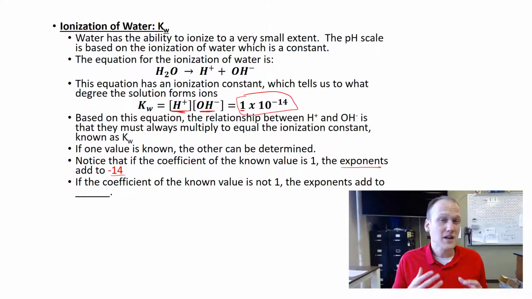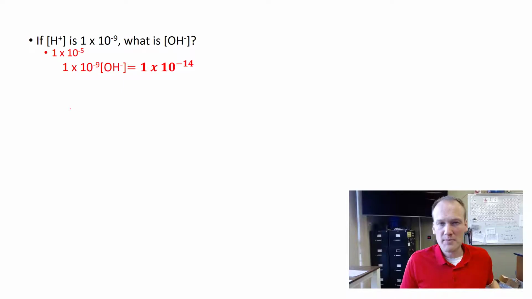If the coefficients do not equal 1, let's say there were 2 or 3, then the exponents should add together to equal negative 15. We'll explore this more as we do some example problems. All right, so let's take a look at some problems.